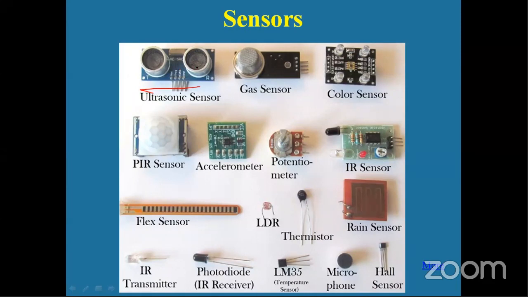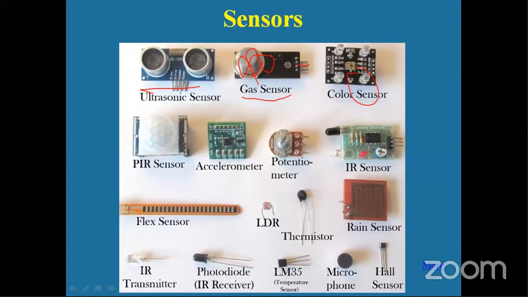It can even tell you that. Then you have a gas sensor, of course. A gas sensor is used for detecting the presence of gas. If there is presence of gas around it, then it will know it, and then it can inform that to the microcontroller.